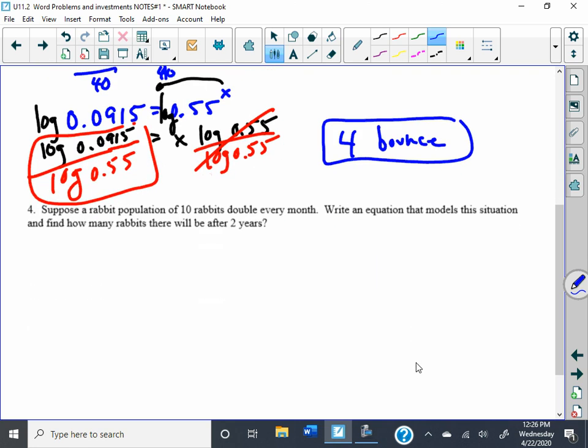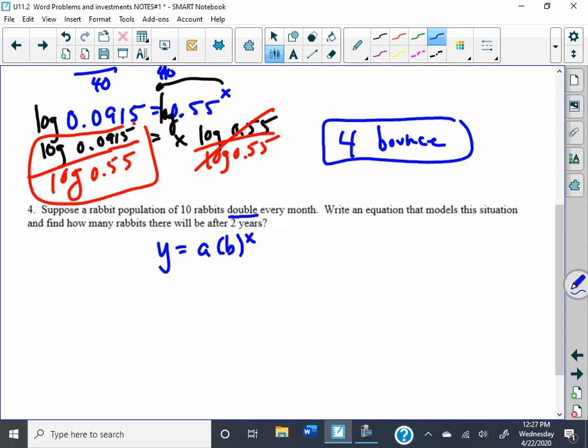All right, now last one, number 4. Suppose a rabbit population of 10 rabbits doubles every month. Write an equation that models the situation, and find out how many rabbits there will be after 2 years. Right now, this doesn't have a percent in it, so we're not going to use the growth and decay percent formula, but we are using an exponential equation, and that's because it's doubling. Doubling means we're multiplying by 2 for each round. So we're going to be using the y equals a times b to the x power formula, exponential.